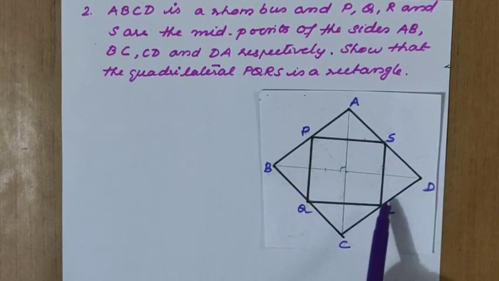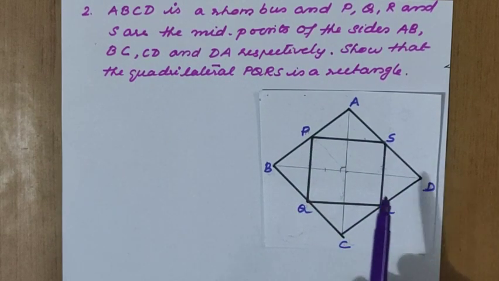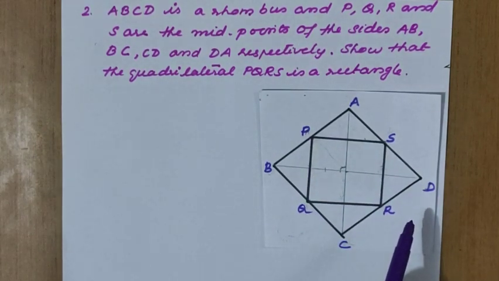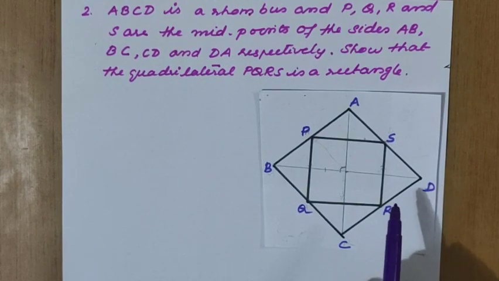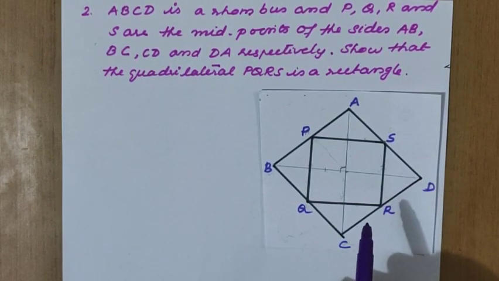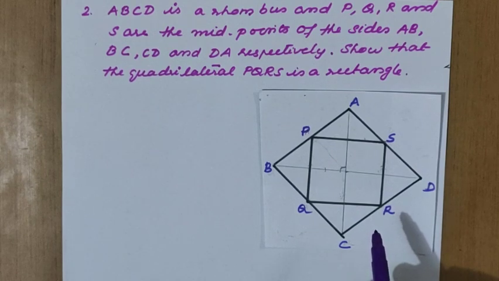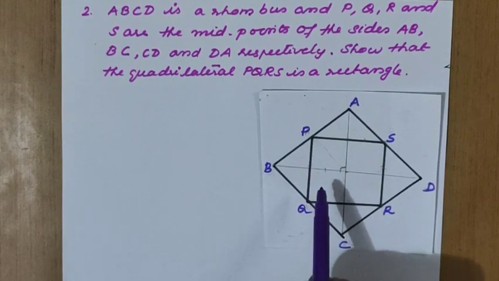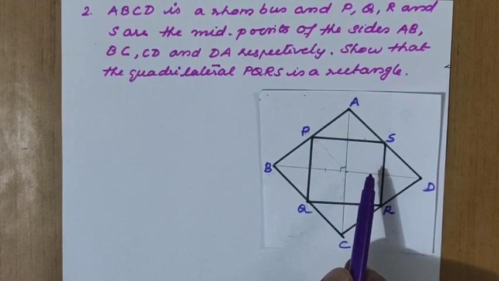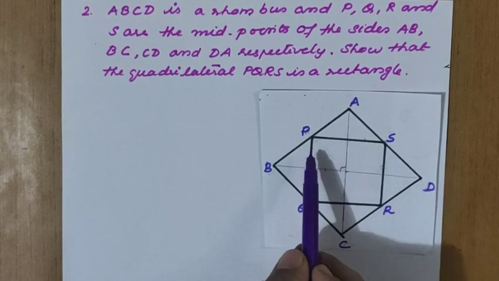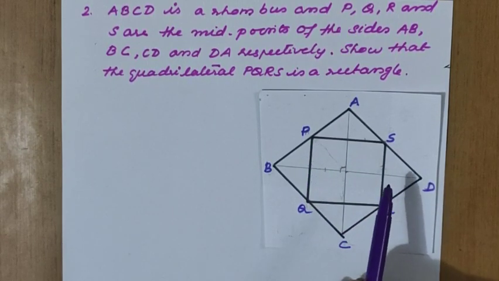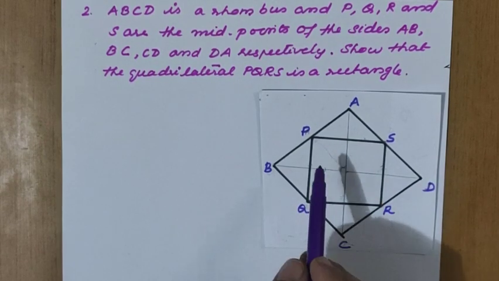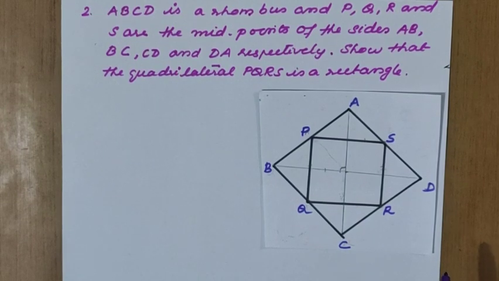Now if you join P, Q, R, S as a quadrilateral, we will get a quadrilateral. Now the question is that we have to prove that PQRS is a rectangle. What does the definition of the rectangle say? Rectangle says that in a parallelogram, if one angle is 90 degrees, then we can call it a rectangle. So first we have to prove that PQRS is a parallelogram, and in that any one of the angles, either P, Q, R or S, is 90 degrees. Then we can say that PQRS is a rectangle, right?